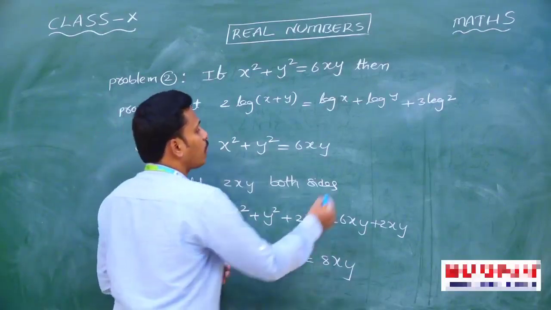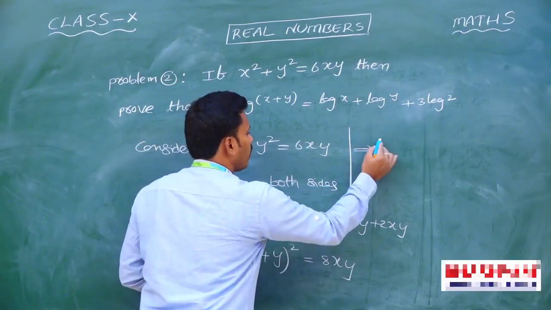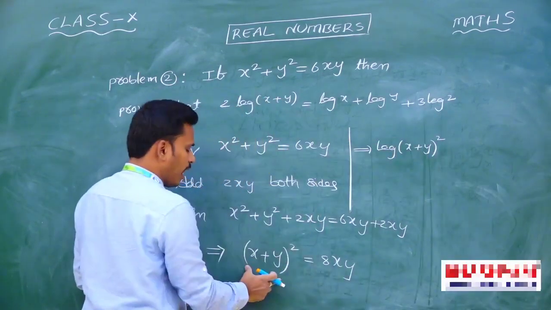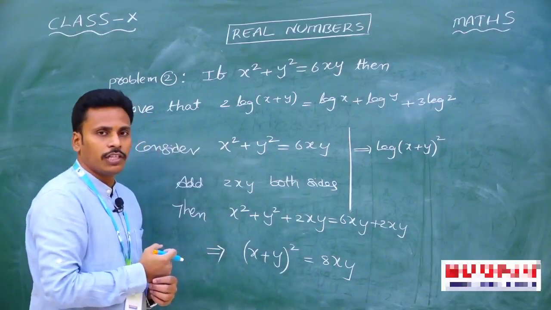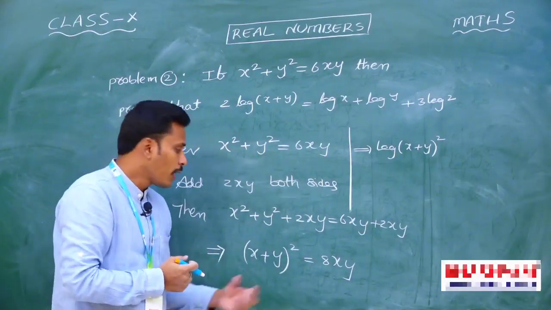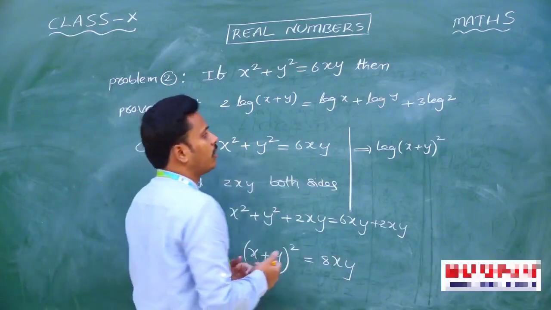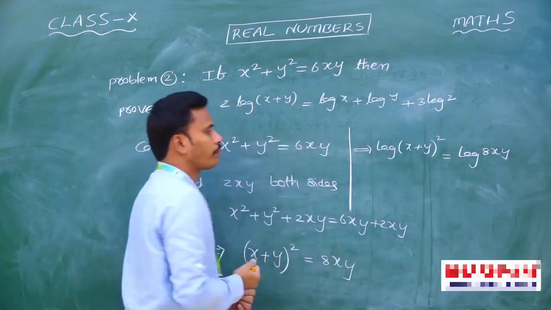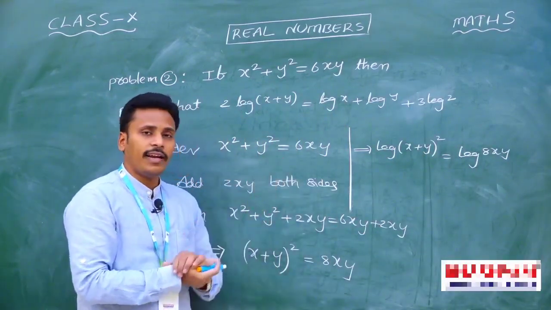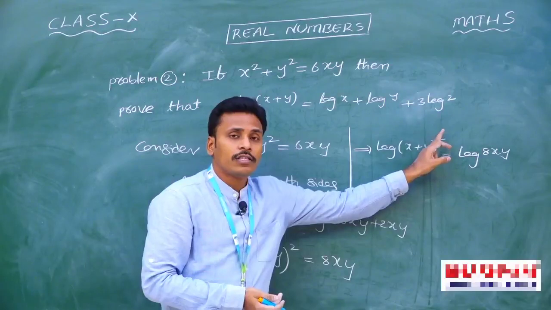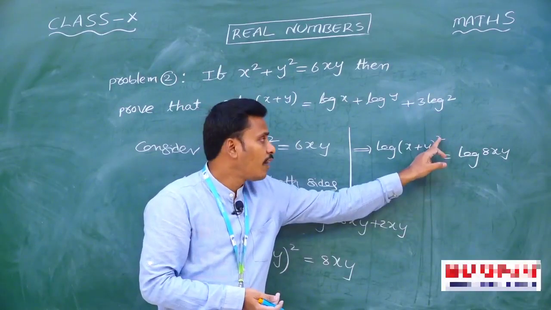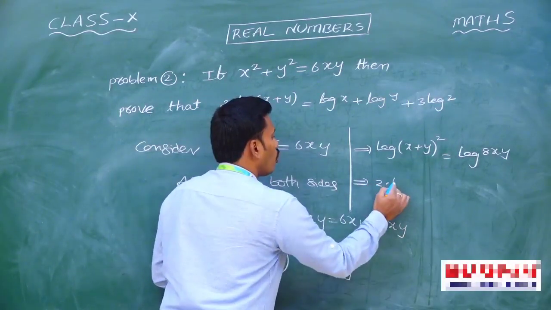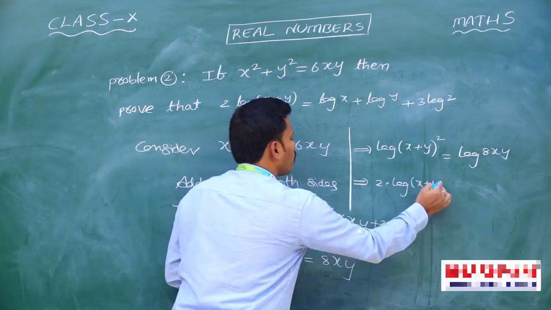So if you apply logarithm on both sides, what will happen? This implies logarithm of (x plus y) whole square is equal to logarithm of 8xy. The left side is (x plus y) whole square, take the logarithm; the right side is 8xy, take the logarithm. And now, in the left side, logarithm of something square. Using the third standard law, we can bring the 2 out, and the left side becomes 2 logarithm of (x plus y), using the third standard law.